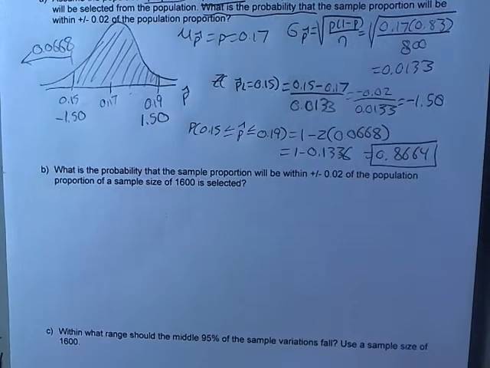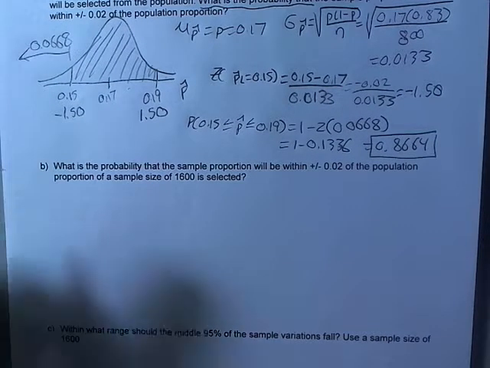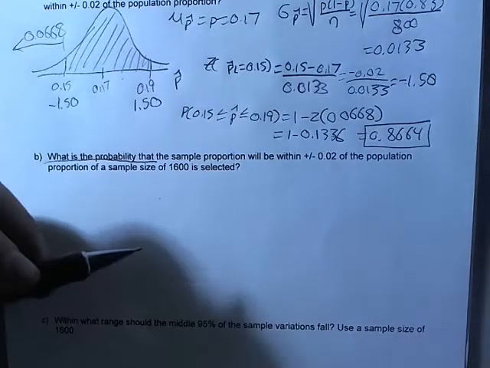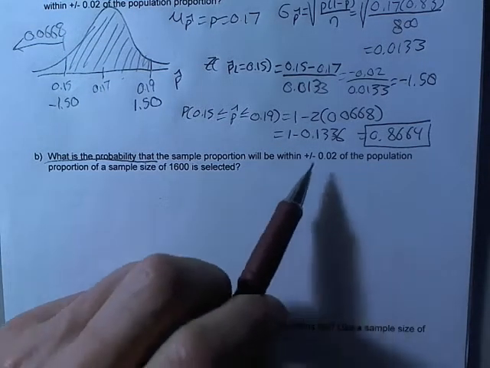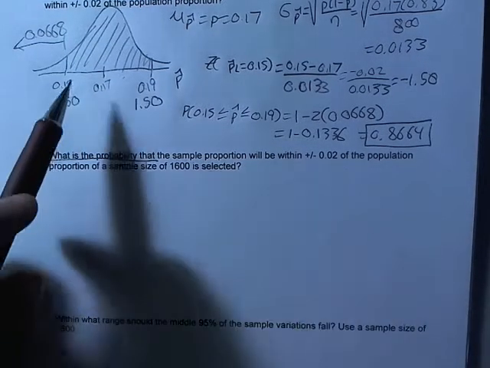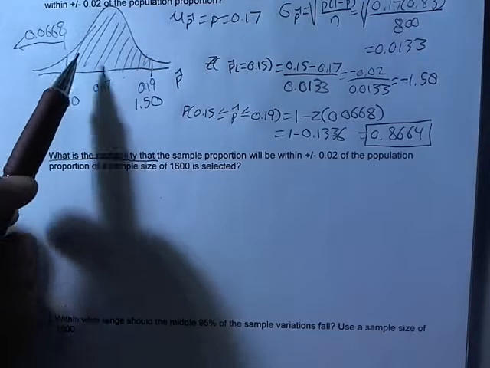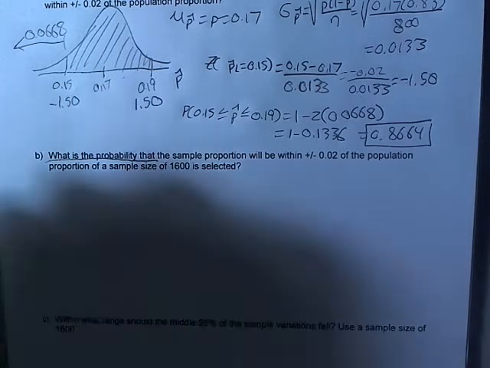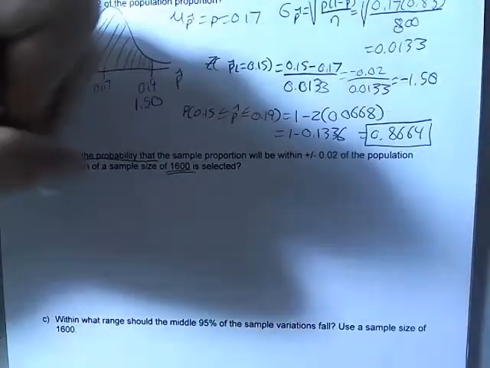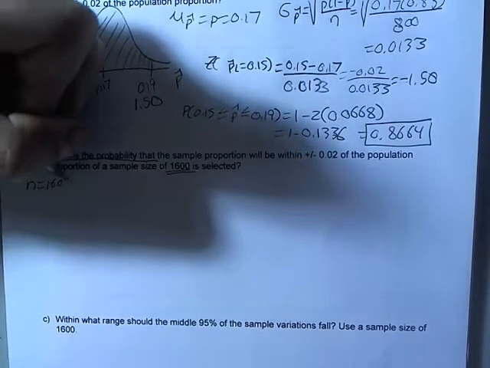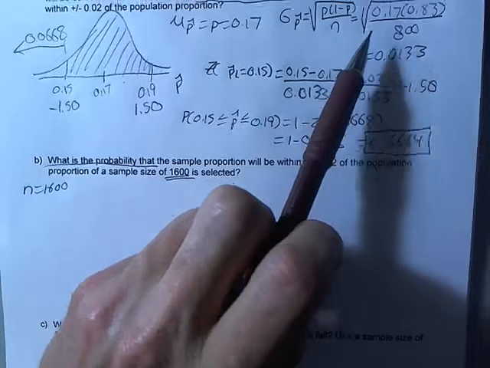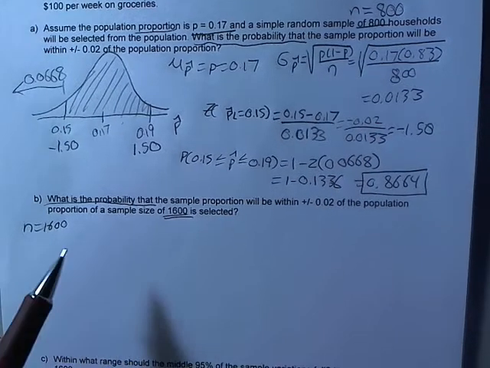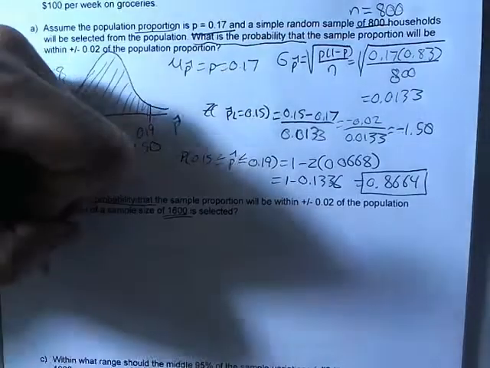Let's move right on down to problem B. What is the probability of that? So again, we're solving for a probability. Sample proportion will be within 2% of the population. So thus far the same scenario as in part A, when a sample size of 1600 is selected. So that's going to be what changes here. In part A, we had a sample size of 800. We're now going to increase that to size 1600. So let's see what happens there.